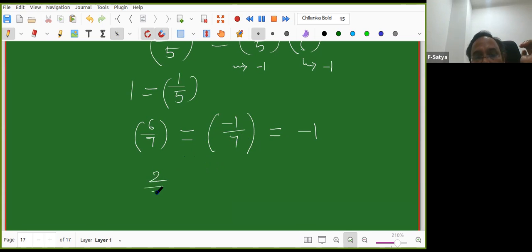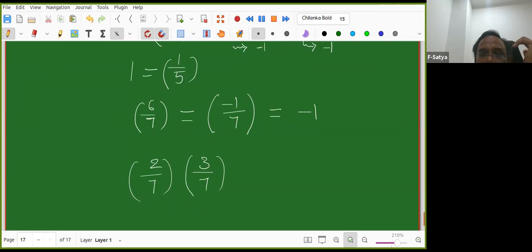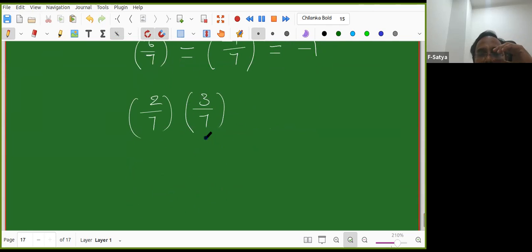Let us look at this 2 by 3 into 2 by 7 into 5 by 7. What is the answer? Okay. So one of them is a quadratic residue, one of them is a quadratic non-residue. So in 7, what are the quadratic residues? You remember, 1 is a quadratic residue, right? 2 is a quadratic residue, right? Because 3 square is congruent to 2 mod 7. So 2 is a quadratic residue.